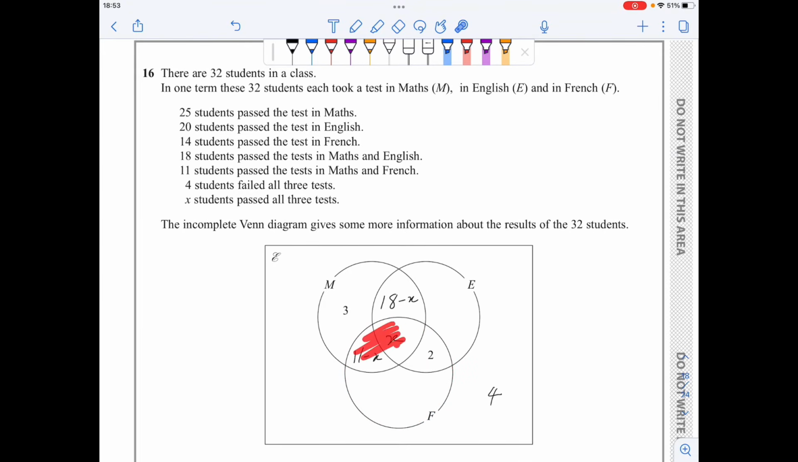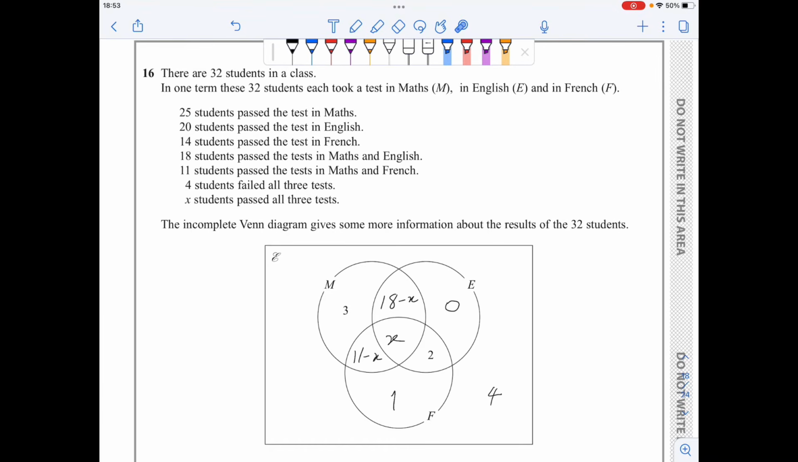I've got 11 here and another 2, 13. So there's only one in only French. And then I have 20 for English. These two regions are 18 plus another 2, that's 20. So there's 0 in here where the only English is. And then I have 25 in maths.